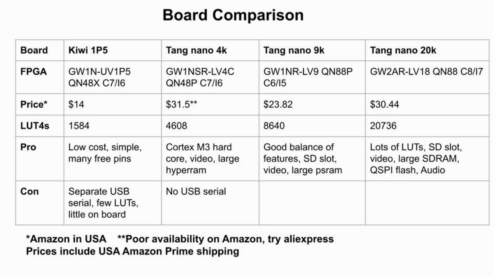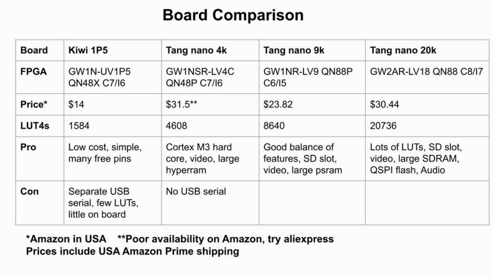Otherwise, look at the Tang Nano 9K. This board has a great balance of price and features. The Tang Nano 20K's advantage is its capacity for larger projects. Note that some people use the Tang Nano 9K and 20K for retro gaming. They can also make use of their video connectors and SD card slots, things that are entirely absent on the Kiwi 1P5. Now, let's see how to get started with the Kiwi 1P5.